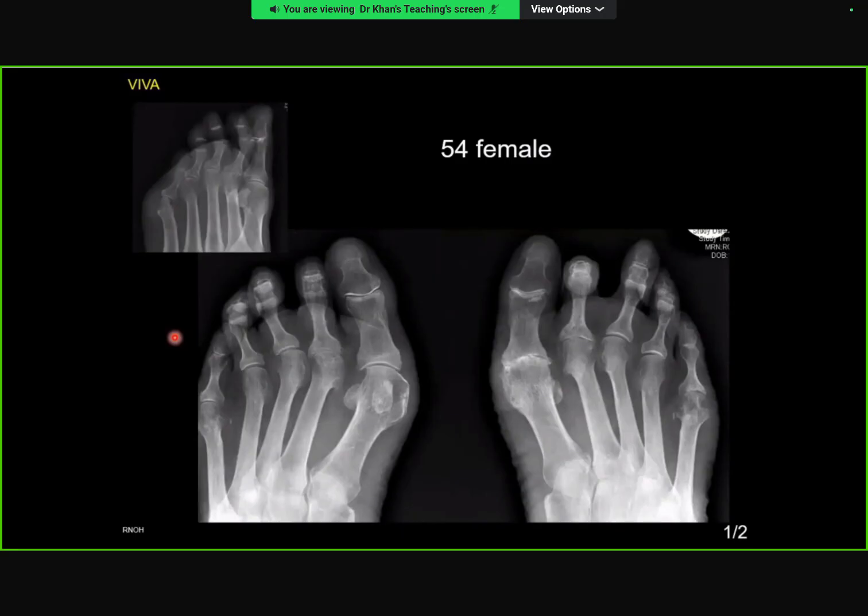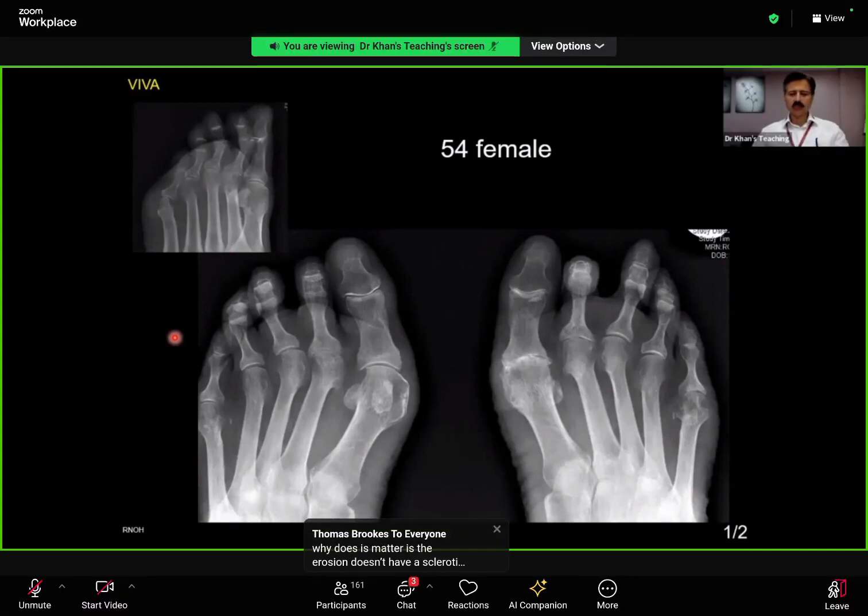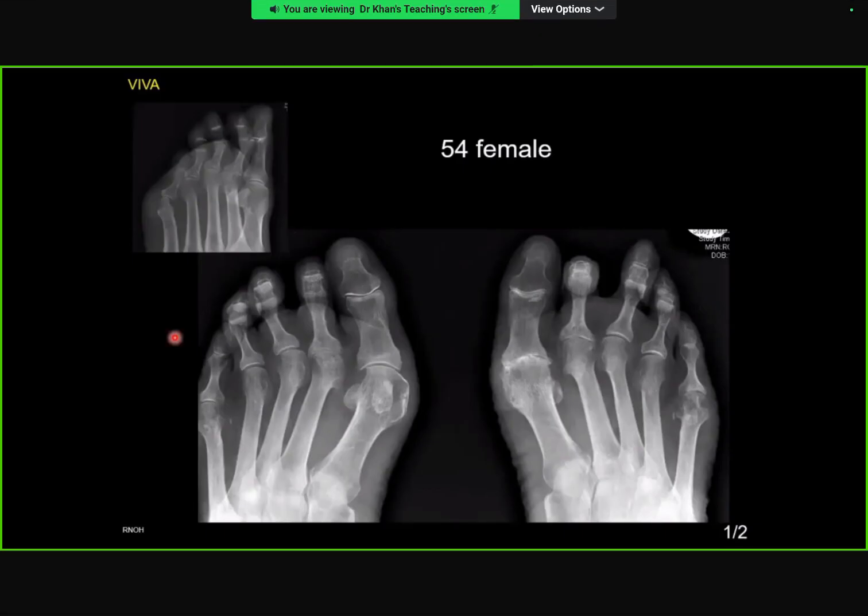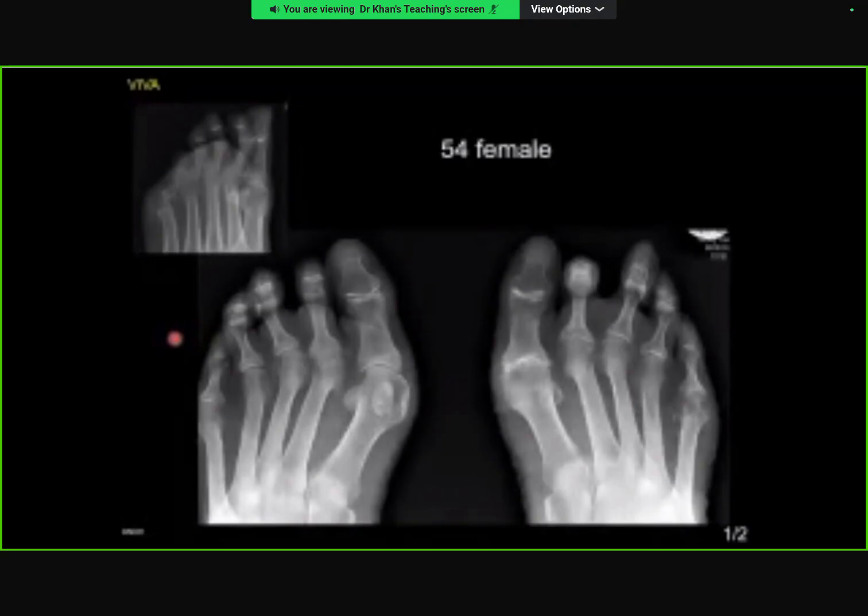There is loss of joint space in the second metatarsophalangeal joint and also the proximal phalangeal joints bilaterally. There's also periarticular erosions, and periarticular osteopenia. Okay, what is your conclusion? And a hallux deformity of both toes. So my primary diagnosis would be rheumatoid, or gout. However, I favor rheumatoid because the erosions do not have a sclerotic margin. So my primary diagnosis would be rheumatoid arthritis of the feet.